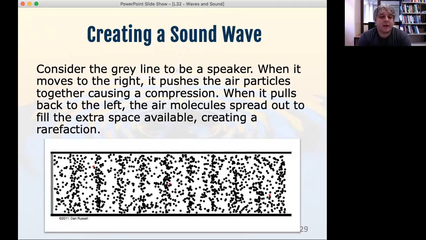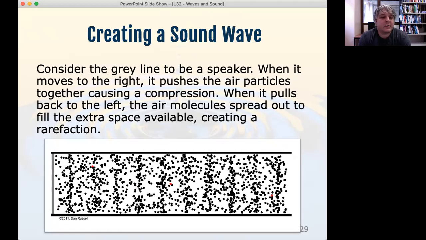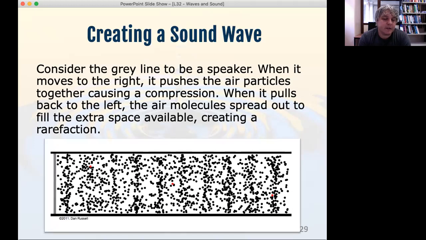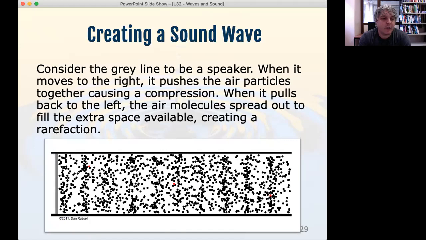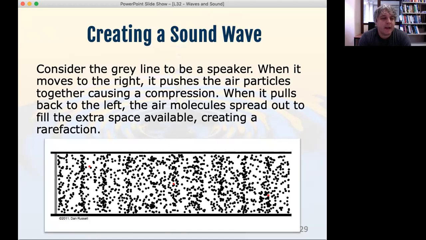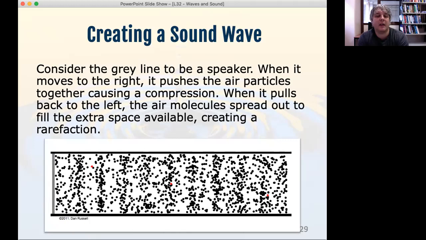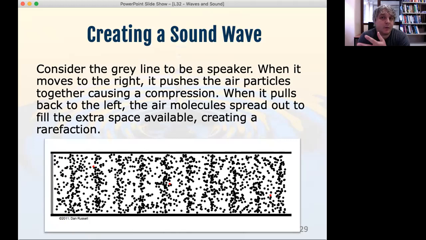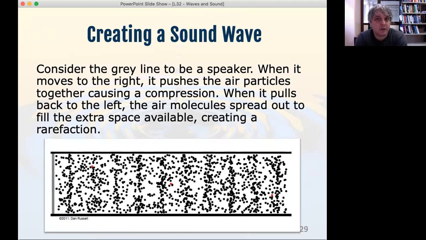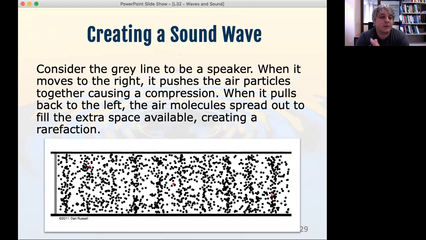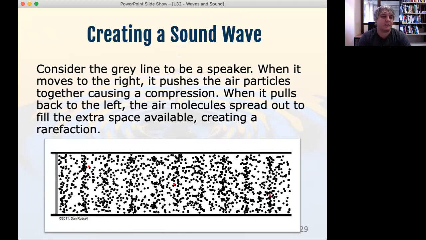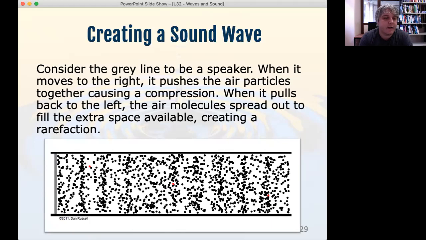So just to go back to a GIF similar to that one we saw before, imagine that grey line on the left is our speaker. So now we're looking at the creation of the sound wave. That grey line is the speaker. As it pushes forwards into the air, it bunches up the particles. It increases the pressure, which is a compression, right? So we get that compression, which is like the peak of our wave, the peak of our density graph, if you were going to do it as a density graph.